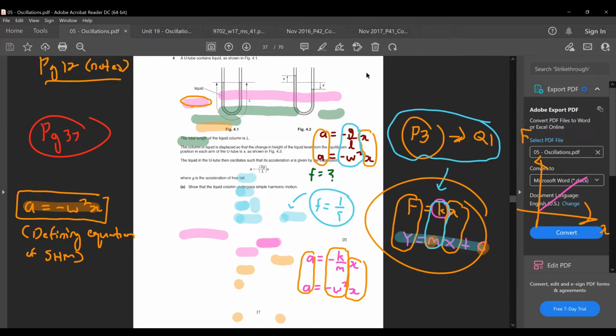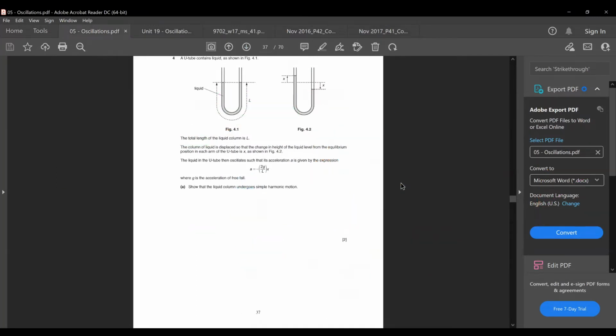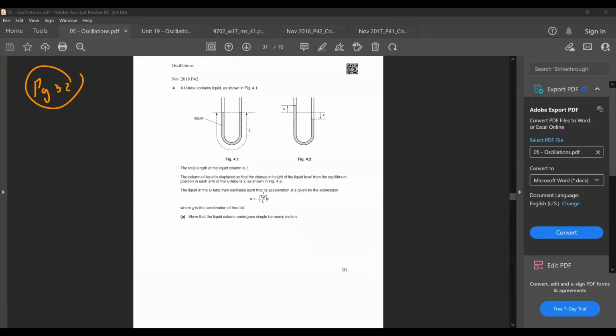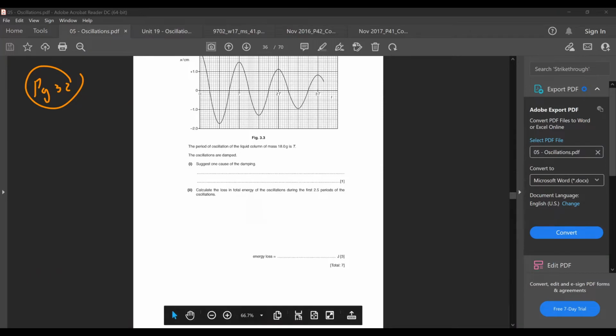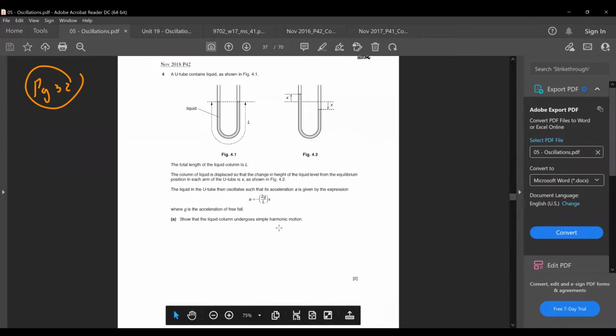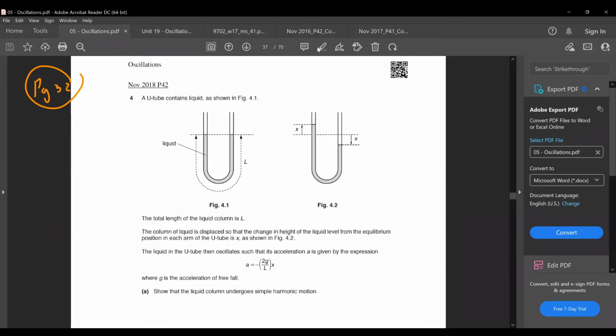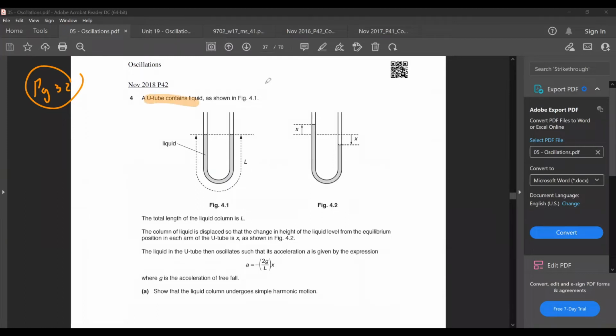Now have a look at page 37 of your worksheet. In your current question, they tell you that a U-tube contains liquid as shown in figure 4.1. The total length of the liquid column is L. The column of liquid is displaced so that the change in height of the liquid level from equilibrium position in each arm of the U-tube is x, as shown in the figure.